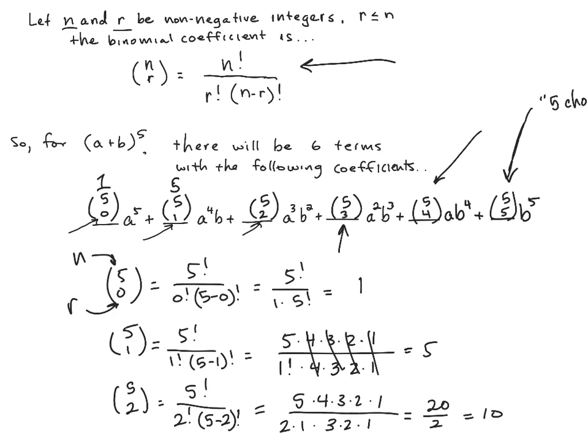Now 5 choose 2, again the numerator is 5 factorial, 5 times 4 times 3 times 2 times 1. Then we're going to have 2 factorial, which I've written here. And then 5 minus 2 is 3, so 3 factorial, which I've written there. So we get the 3's and the 2's and the 1's cancel. So we have 5 times 4 divided by 2 times 1 is 2. 20 divided by 2 is 10. So that's the coefficient here, 5 choose 2, which is 10.